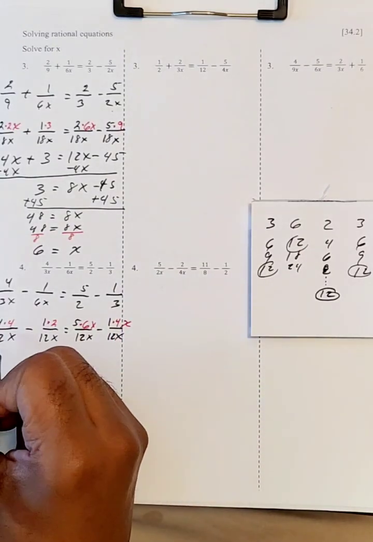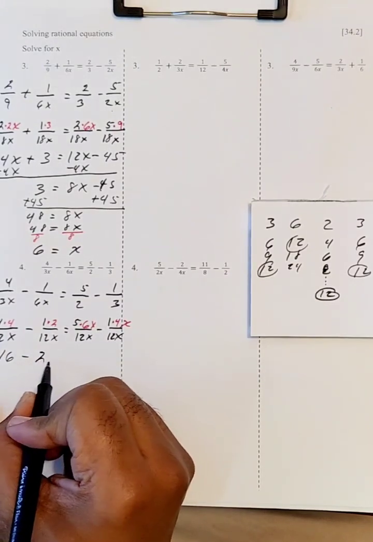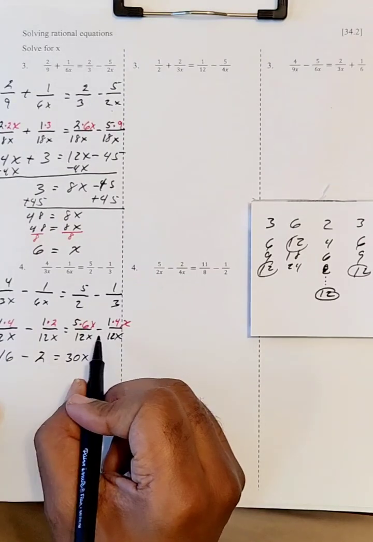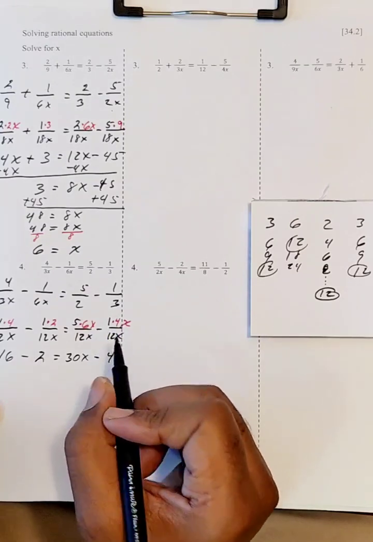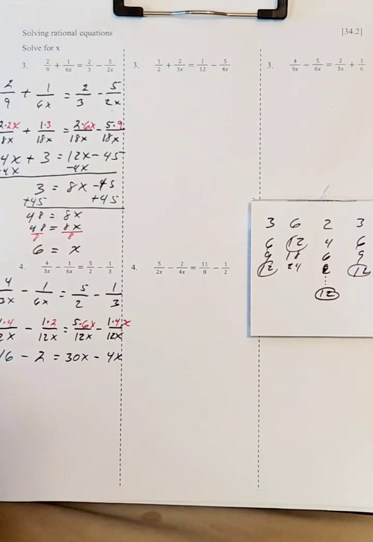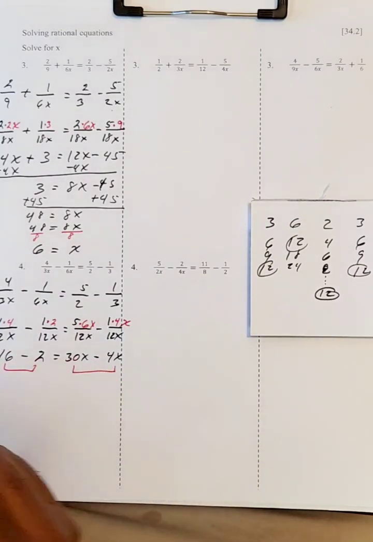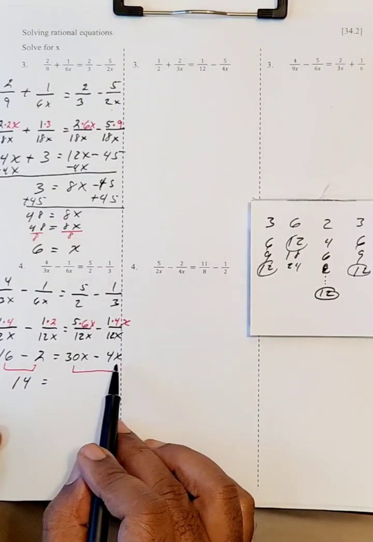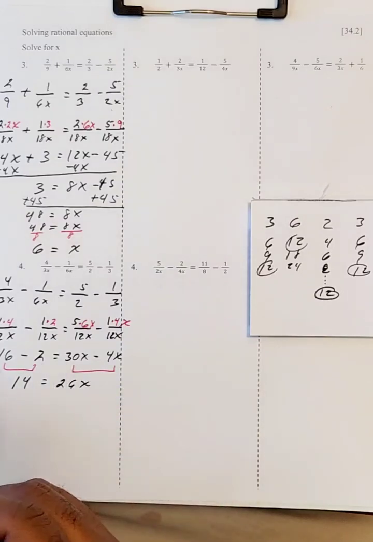So our numerators are now 4 times 4, 16, minus 1 times 2, which is 2, 5 times 6x, which is 30x, and minus 1 times 4x, which is going to be 4x. Now, we can combine like terms. These are like terms here, and these are like terms. So if I combine the 16 and the negative 2, I'm going to get a 14. If I combine the 30x and the negative 4x, I'm going to get a positive 26x.